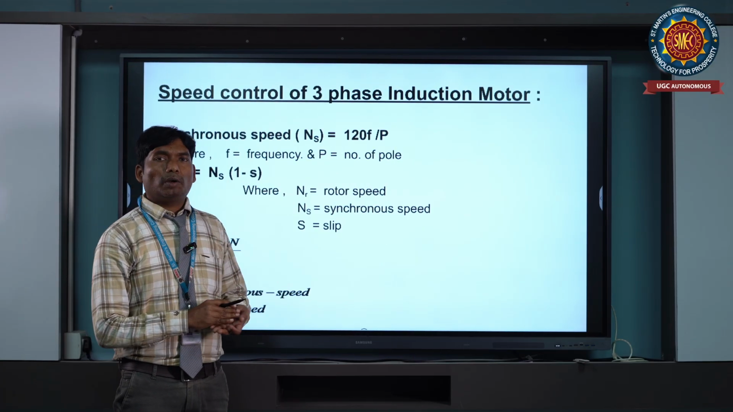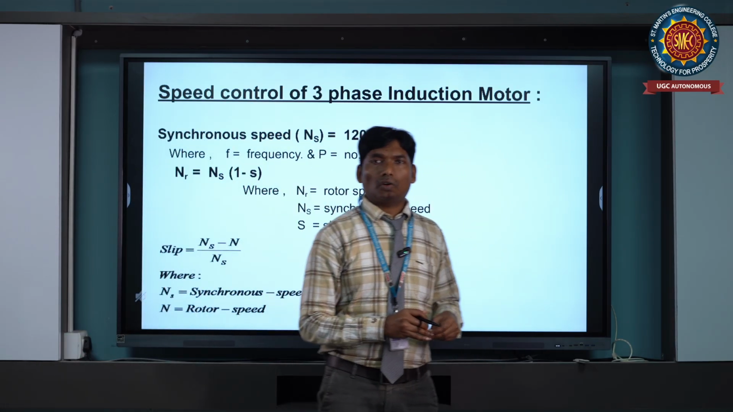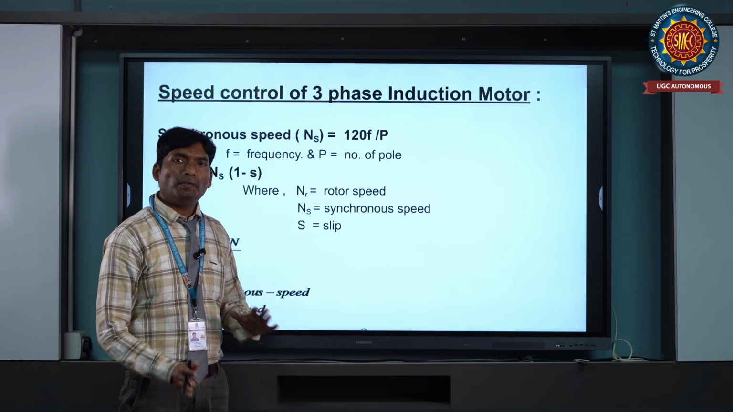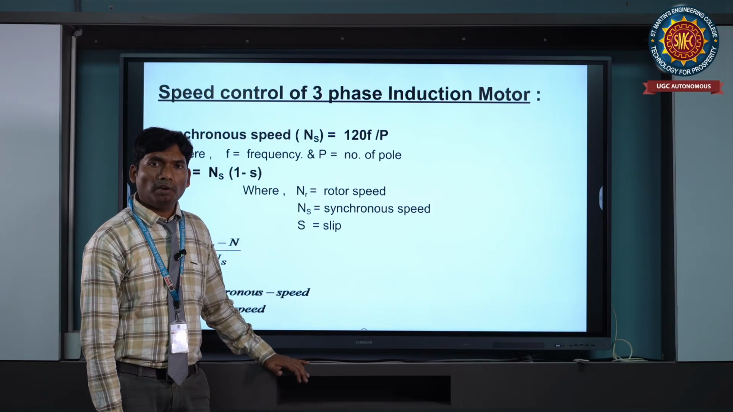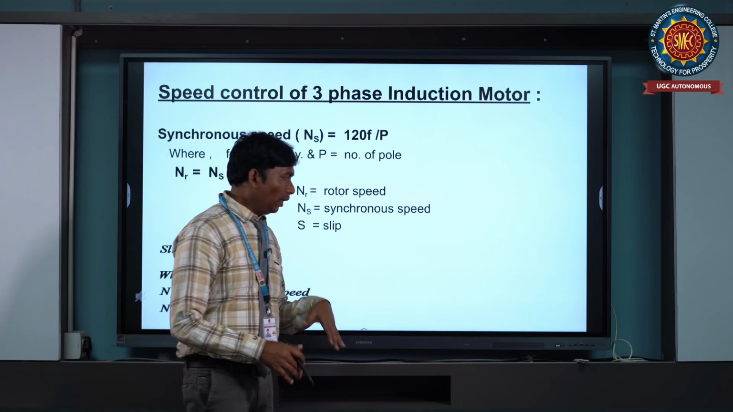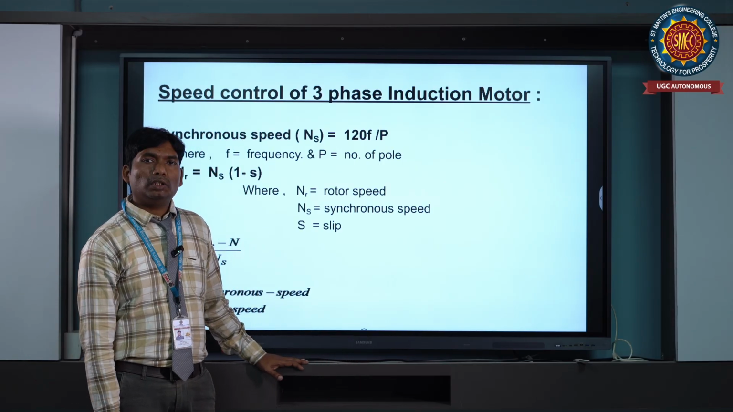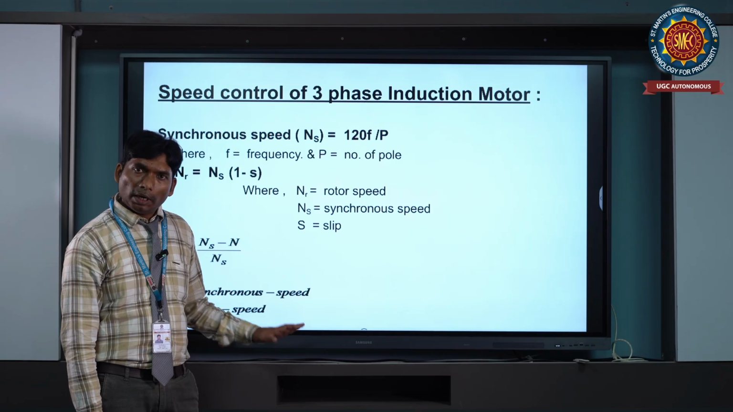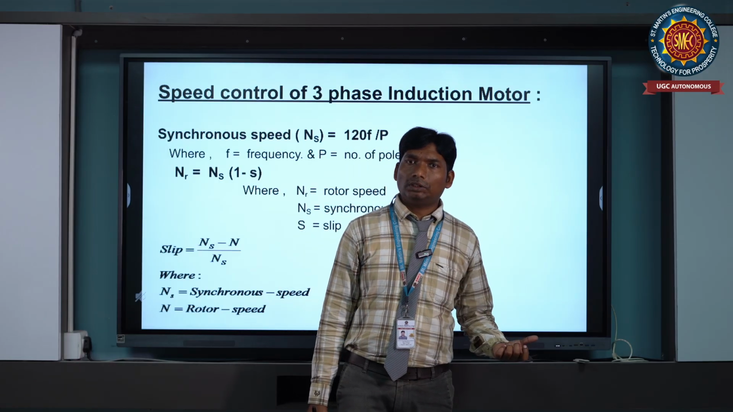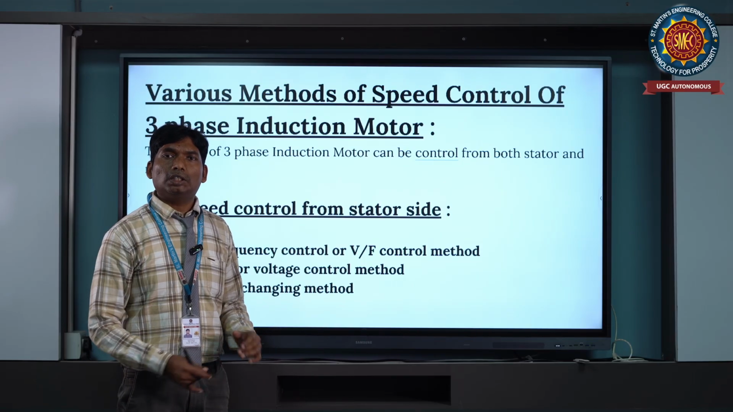Next method is EMF injected into the rotor circuit. When the injected EMF is in phase with the rotor induced EMF, the resistance of the motor will decrease. When resistance decreases, slip will be changed. In this way, we can control the speed of the induction motor.